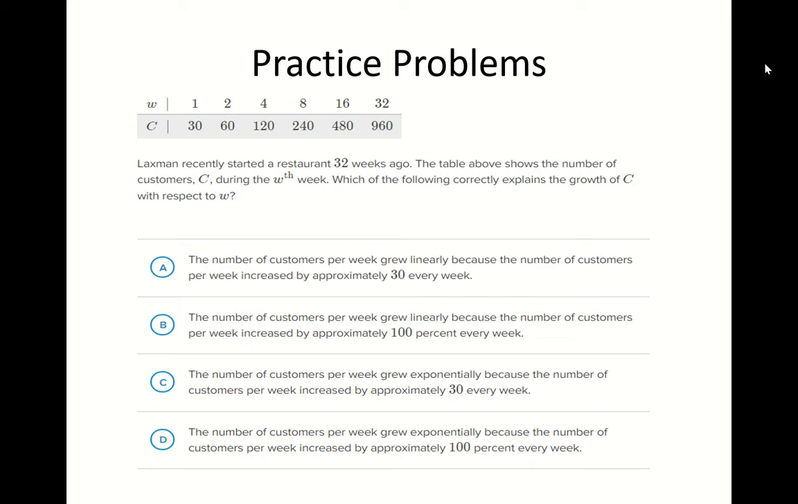The change in the x that they give for the input is not consistent. So let's start again. You can eliminate answer choices B and C. That's fine. Then let's look at answer choices A and D. Is it linear? Is it exponential? That's all you're asking.